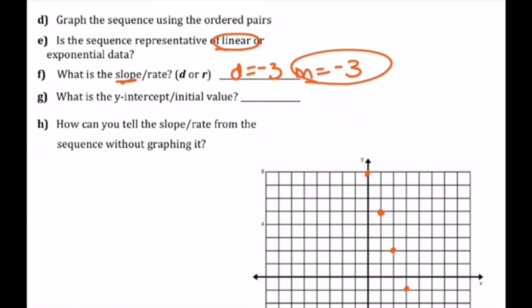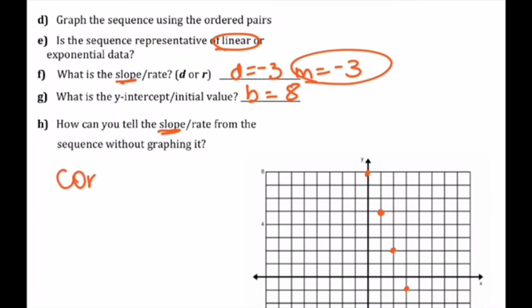Okay. What is the y-intercept? So we're going to write b equals what? 8. Okay, and that's where finding that 0th term comes in because you're going to need that anyway. Okay, how can you tell the slope or the rate from the sequence without graphing it? So this is kind of the connection there. How could I tell the slope if I didn't make a graph? Like delta y over delta x? Yeah, if I looked at the ordered pairs, I could do that. Is there something else that would even be faster, like if I wasn't going to graph it? The common difference.